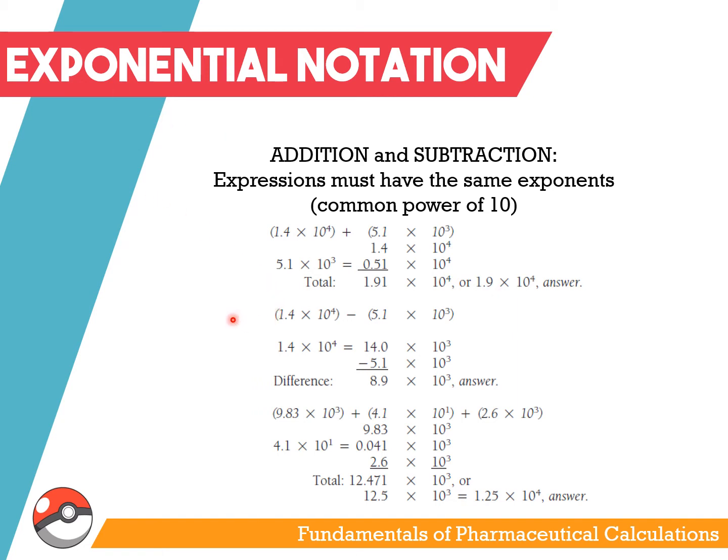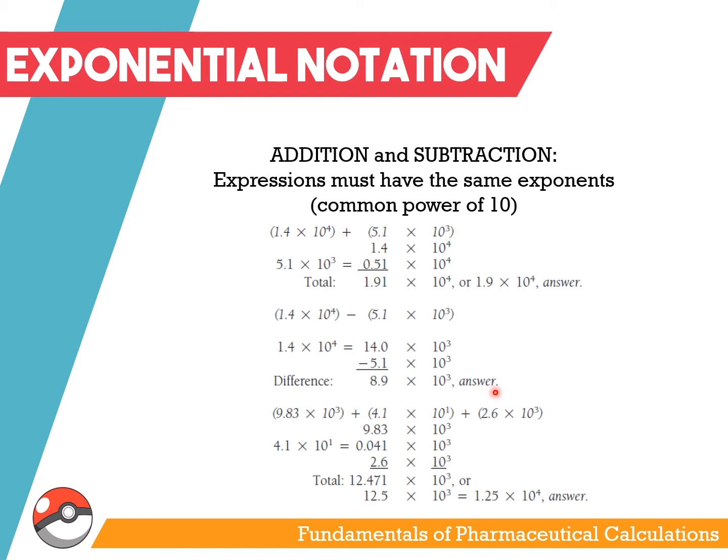So let's have another example. We have 1.4 times 10 to the fourth power minus 5.1 times 10 to the third power. So we have the same given, but we will apply a different operation. So first, what we did was we converted 1.4 times 10 to the fourth power into 14 times 10 to the third power. And then we proceeded with the operation. So the answer is 8.9 times 10 to the third power.